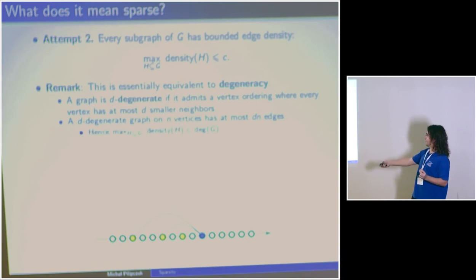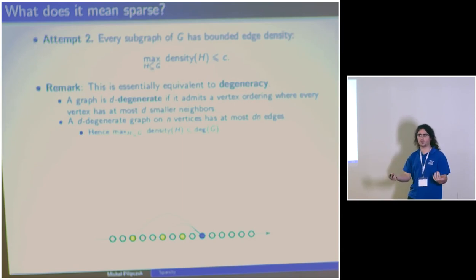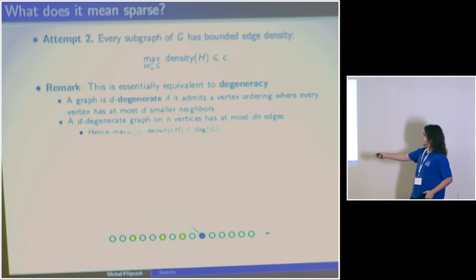Also, degeneracy is hereditary. A subgraph of a degenerate graph is also degenerate, because you just restrict the ordering to the new vertex set. So this means that the density of subgraphs of a degenerate graph is at most the degeneracy of G.